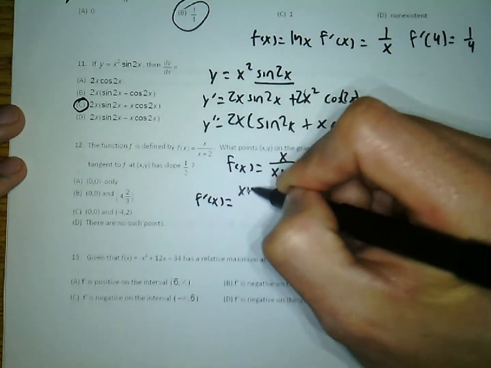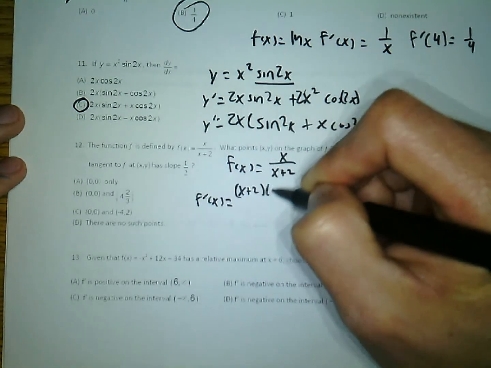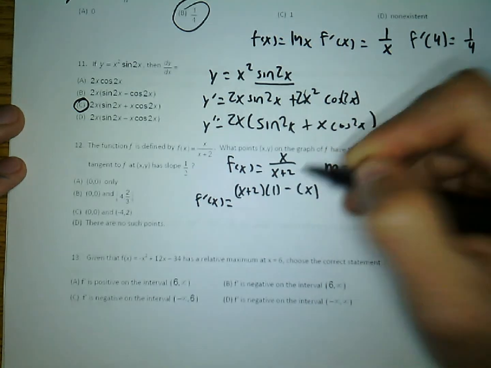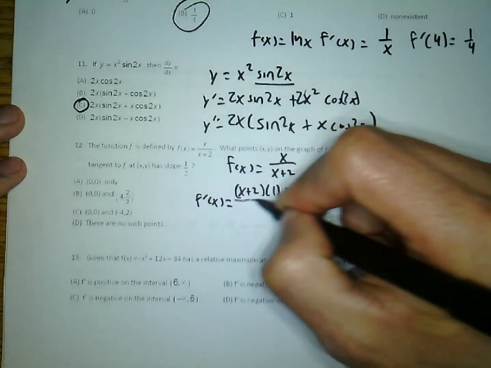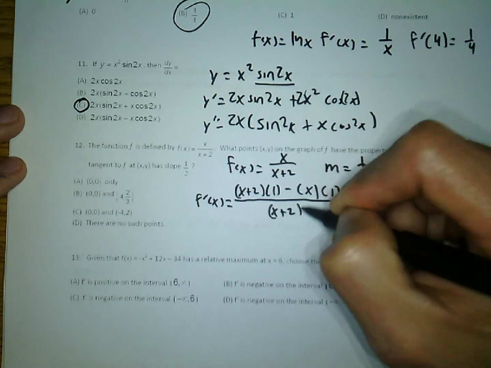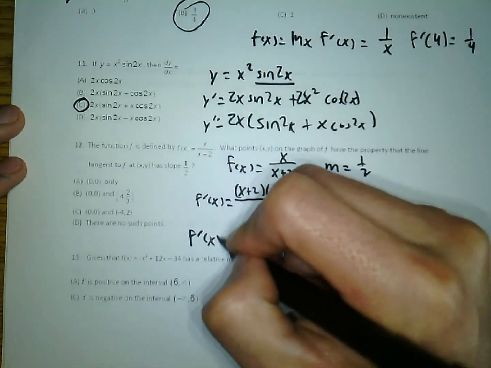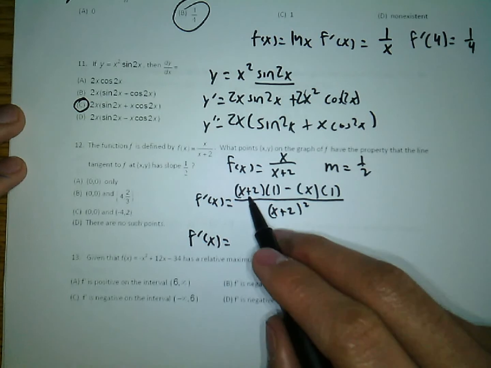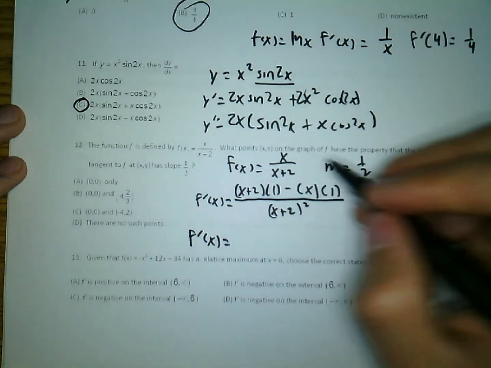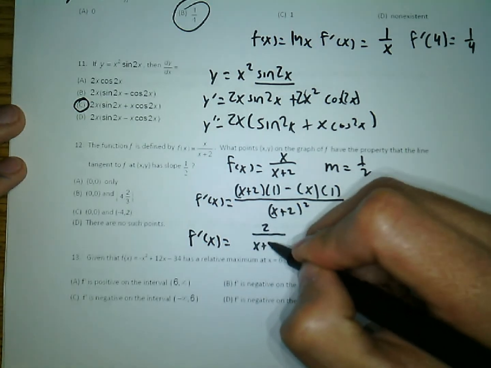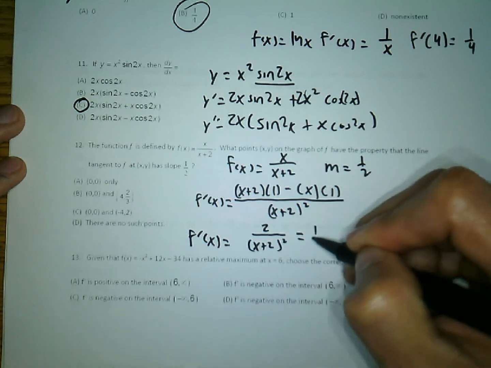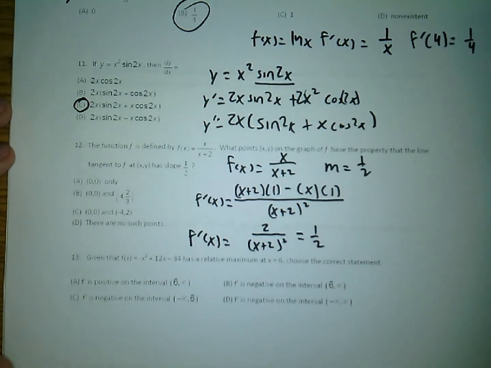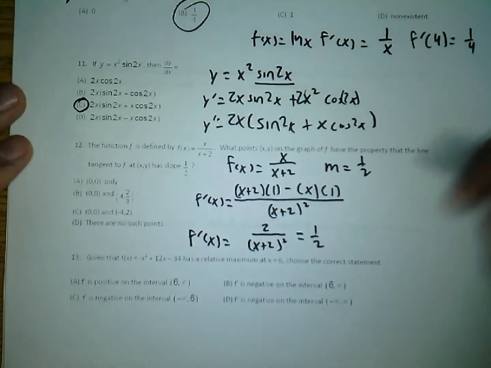So what I'm going to do is I'm going to go ahead and use the quotient rule. Why not? So it's x plus 2 times the derivative of x, which is 1, minus x times the derivative of x plus 2, which is 1, all over x plus 2 squared. So I'm going to clean this up a little bit. That's just going to be x plus 2 minus x. So it's just going to be 2 over x plus 2 squared. And I'm going to set that equal to 1/2 because I want to know what x values are going to give me a slope of 1/2.